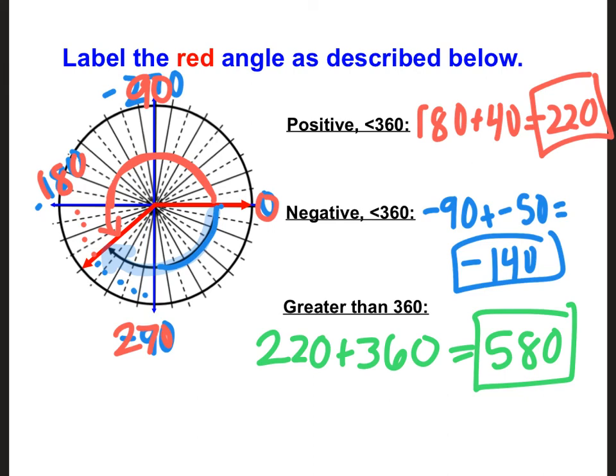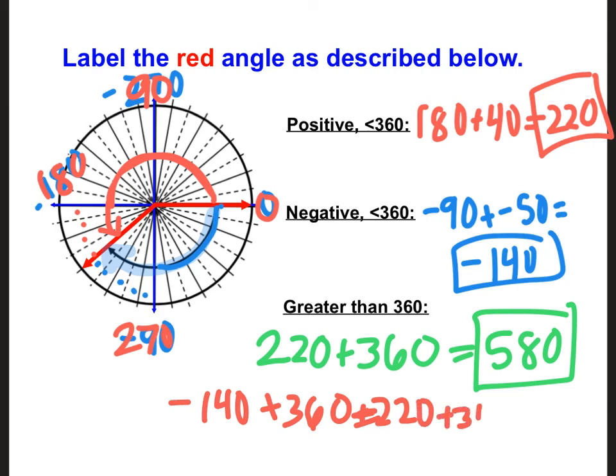Again, if we start with negative 140 instead, I would just end up adding 360 once. And when I do that, I get 220. Oh, it should be an equals. I would add 360 again, and that would give me 580 as well. So either one you want to start with will work.